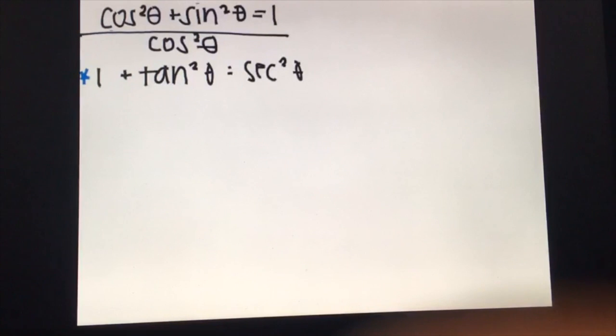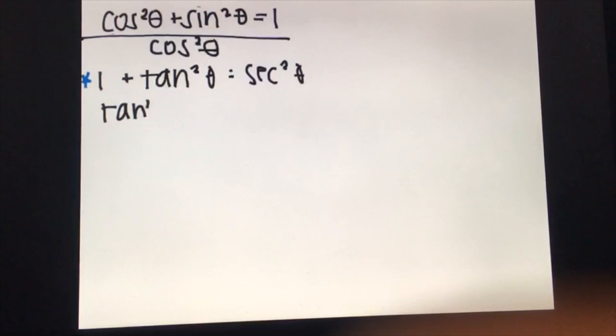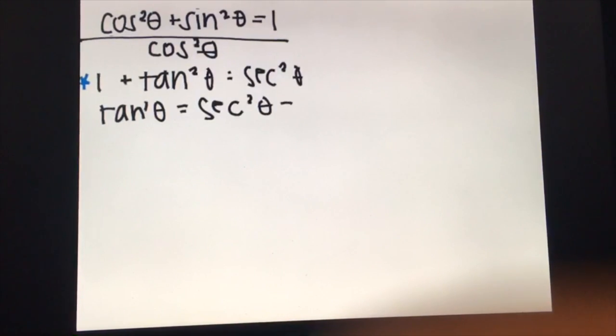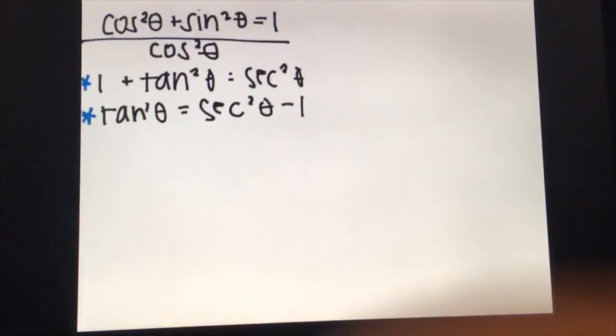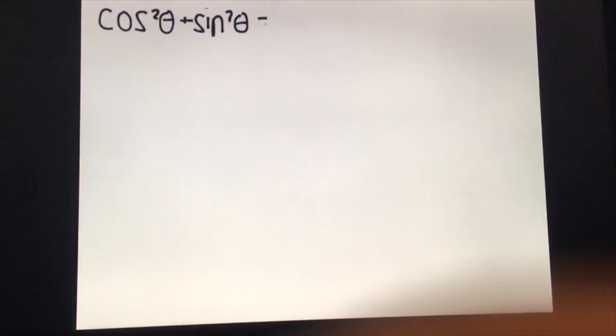Then we can do some subtraction, and we're going to keep the tangent on the left side. So tangent squared theta, and we're going to subtract the 1. So that equals secant squared theta minus 1. And there's our next identity. Now we're going to do the same process. Cosine, oh, we're still in blue. Back up. Cosine squared theta plus sine squared theta equals 1. Again, this one is super important to deriving all of these. You can't do it without it.